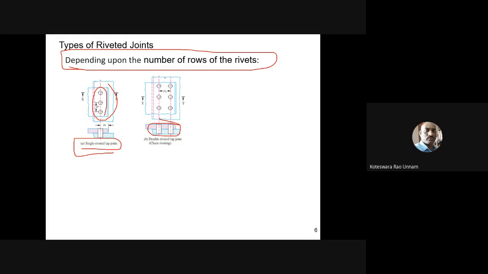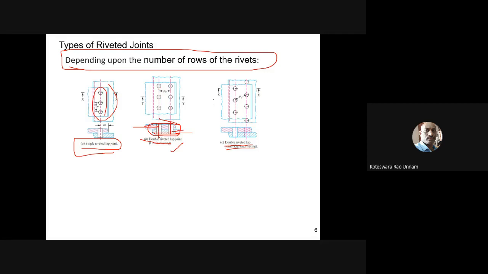If there are two rows, see here, for each plate, this is the top plate and this is the bottom plate. Two rivets are there in each plate. That means two rows of rivets are there in each plate. That's why I'll call it a double riveted lap joint. Why it is a lap joint: one plate is placed upon the bottom plate, so the top plate is overlapped on the bottom plate. That's why I'll call it a lap joint. Then this is another kind of joint that we'll call a double riveted lap joint, but the method of riveting here is zigzag.